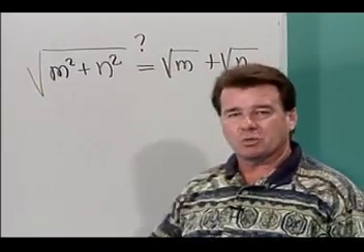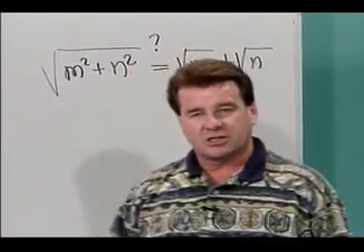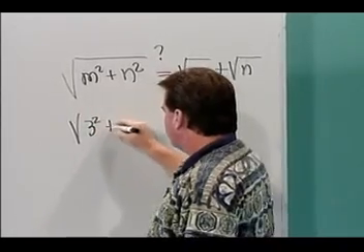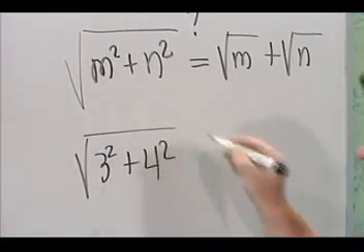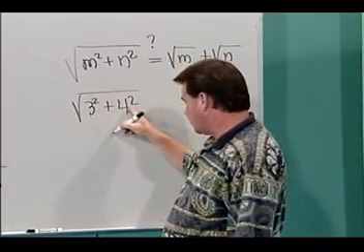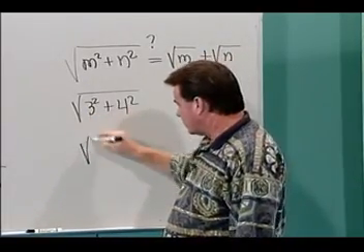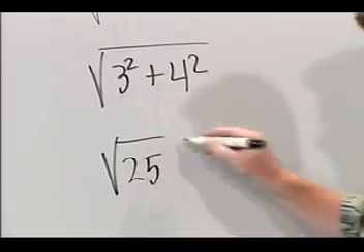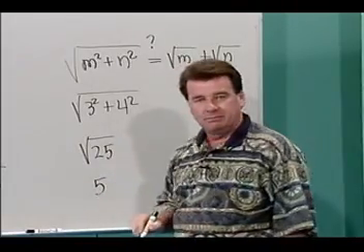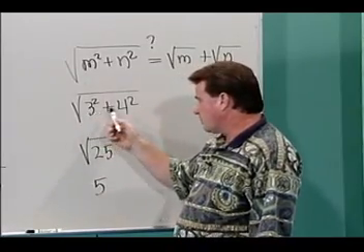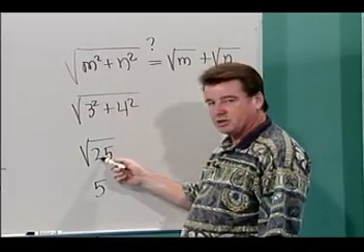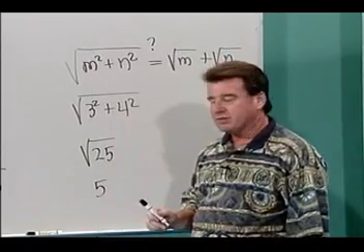Well, the easiest way to make that determination is to substitute numbers. Let's say I had the square root of 3 squared plus 4 squared. What do we know? That is 9 plus 16. That's the square root of 25. And what's the square root of 25 equal to? And you're saying 5. So the square root of 3 squared plus 4 squared is equal to the square root of 9 plus 16, which is 25, and the square root of 25 is 5.